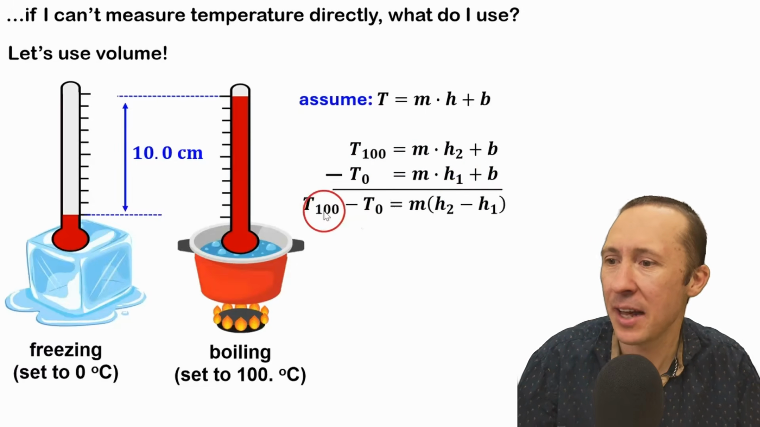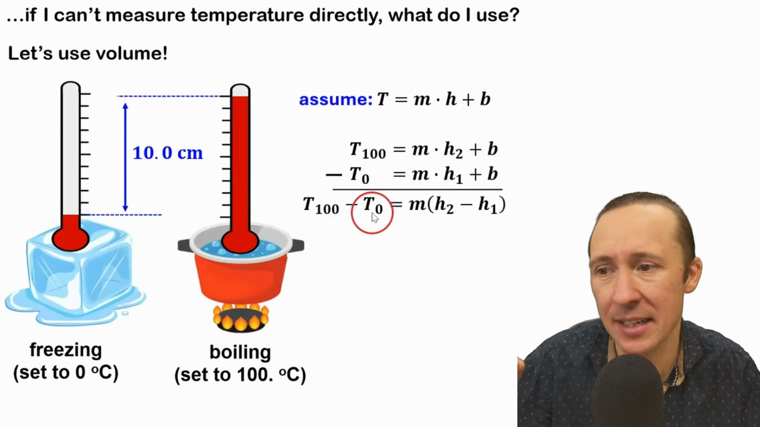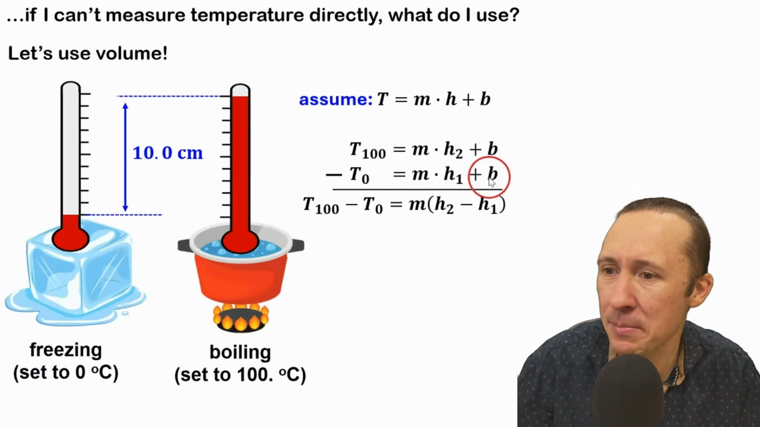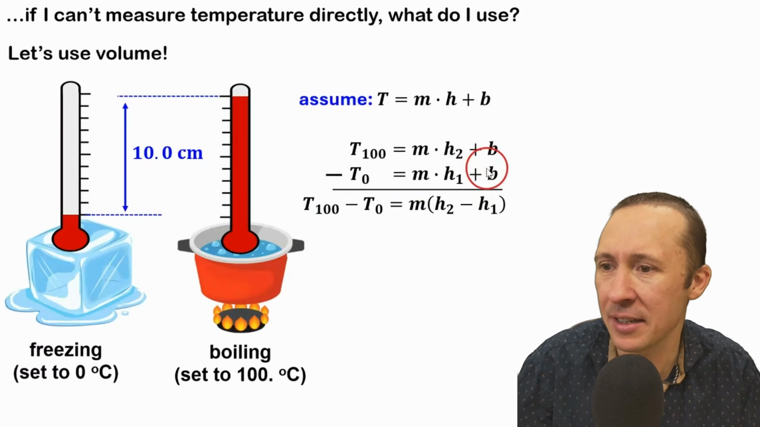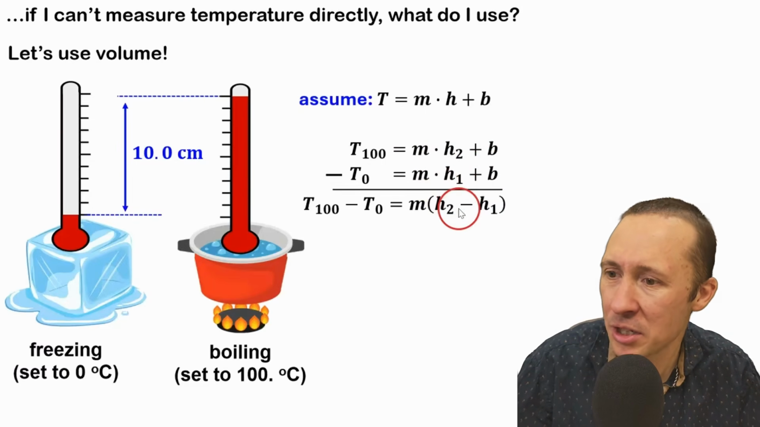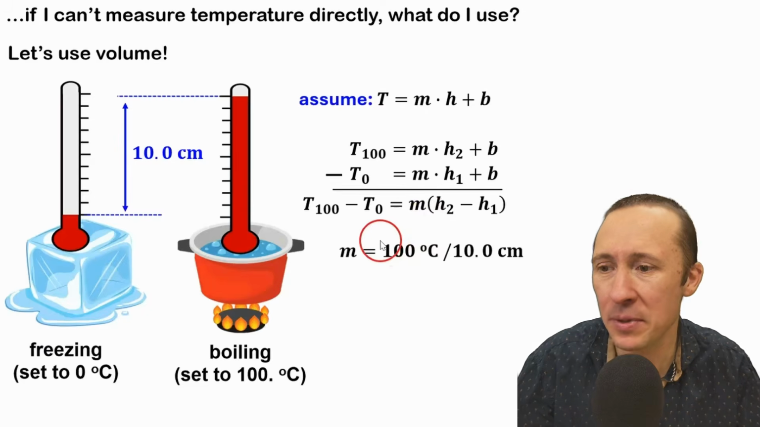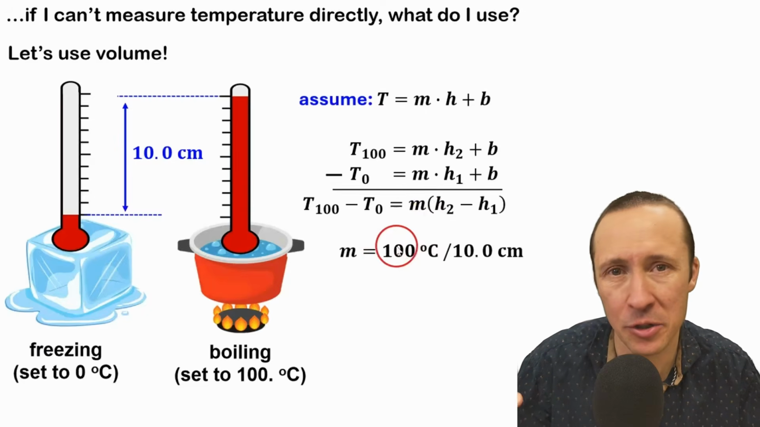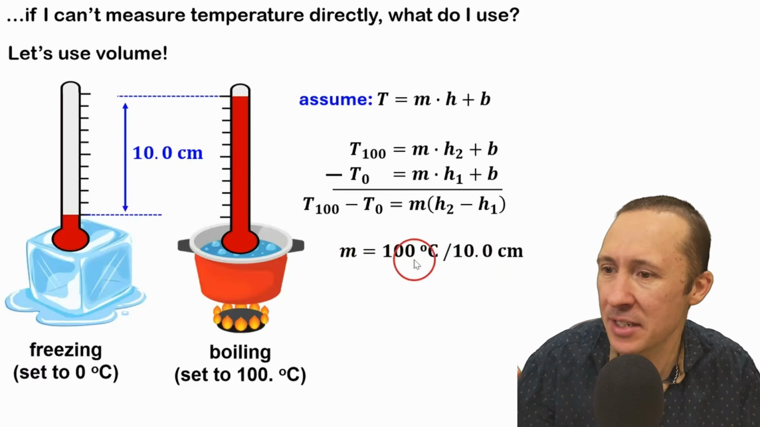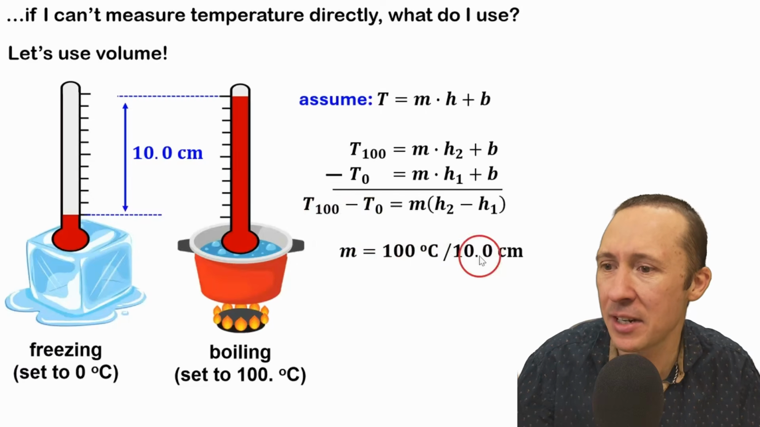Then we'll take these two equations and subtract them. That gives us T100 minus T0 equals, now the b cancels out because we're subtracting, right? And then we have m h2 minus m h1, which is m times (h2 minus h1) if we factor out the m. If we solve for m, the slope tells us how the temperature changes with the height. So that's 100, because 100 minus 0 is 100, divided by the 10 centimeters, which is the change in height.